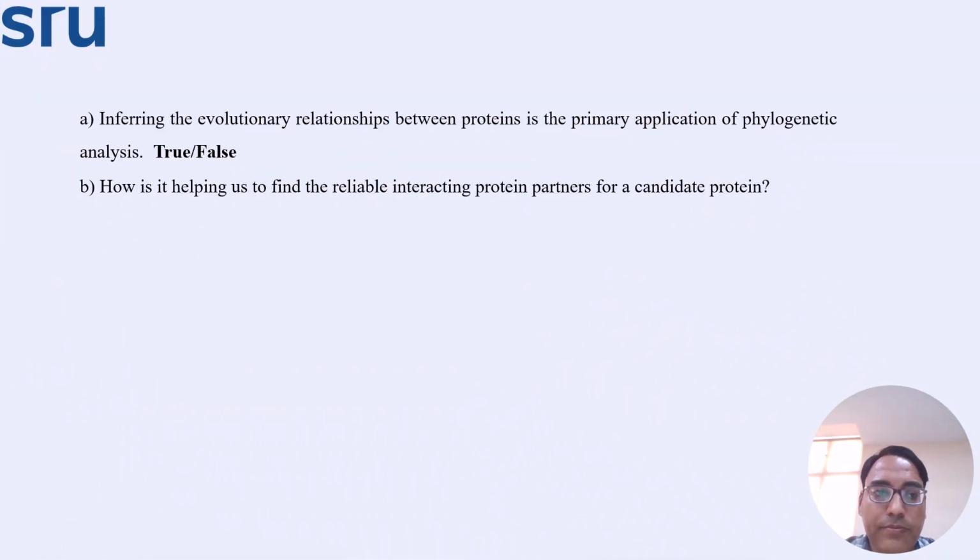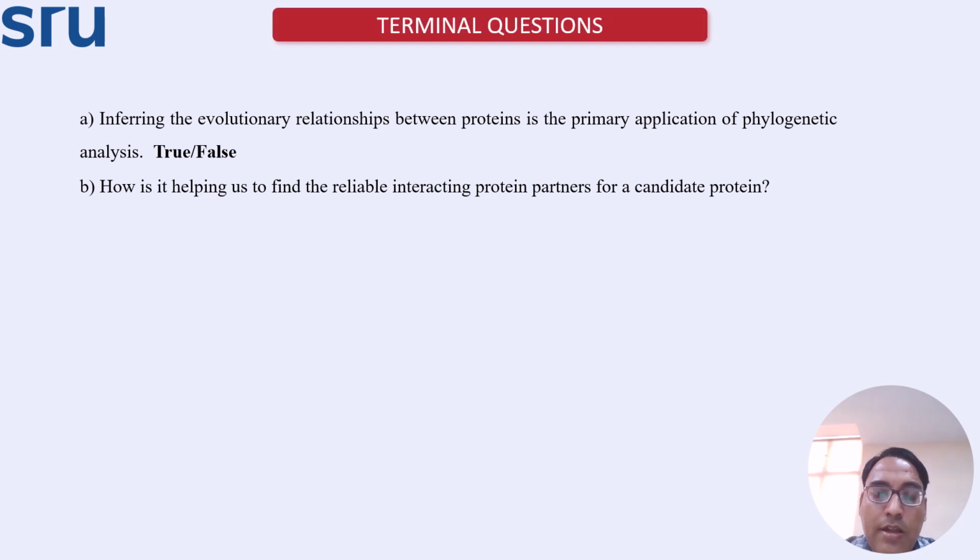Now come here, last question. Inferring the evolutionary relationship between proteins is the primary application of phylogenetic analysis. That's what we discussed in the last question, so I'm sure you are getting the right answer: true. How is it helping to find the reliable interacting protein partners for a candidate protein? Can it find which are the reliable interacting protein partners?